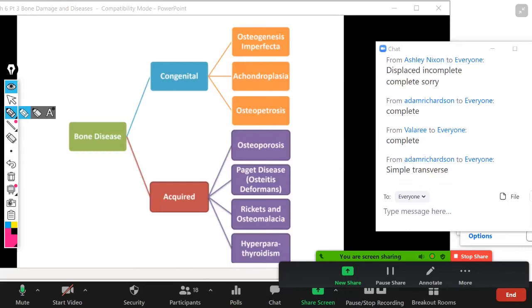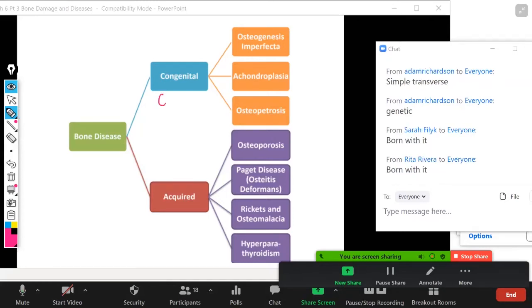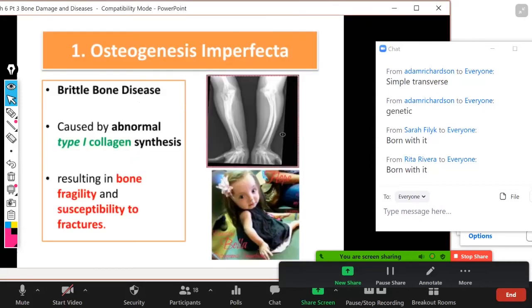What does congenital mean? What does the word congenital mean? Born with it. Yeah. Oftentimes genetic. Yeah, congenital, you had this. Acquired means that it came on during your lifetime at some point. So first, let's talk about a few congenital disorders. These are, again, things people are born with, things that are typically genetic.